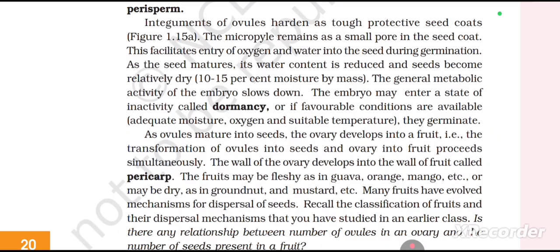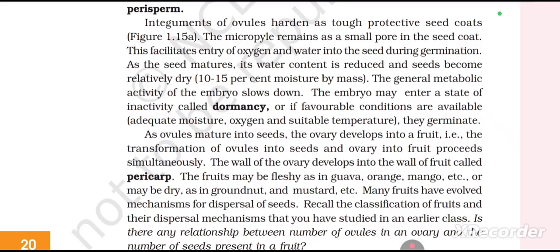The embryo may enter the state of inactivity called dormancy, or if favorable conditions are available, that is adequate moisture, oxygen and suitable temperature, they germinate. As ovules mature into seeds, the ovary develops into a fruit. That is, the transformation of ovules into seeds and ovary into fruit proceeds simultaneously.